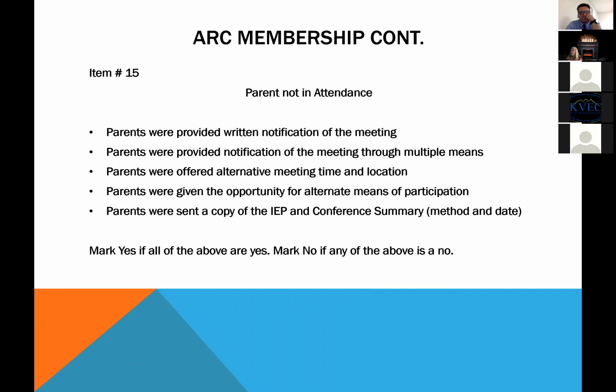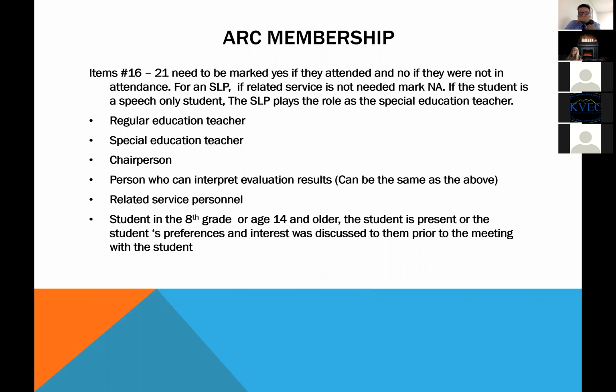Parents were sent a copy of the IEP and conference summary. That means you have to have the date that you sent that to them and the method that it was sent to them. So you mark yes if all of the above are yeses, and you would mark no if one of them is a no. So if you only have one written notification in there and there's no other method of notification, then I have to mark that no, because number one, remember, we have to have more than one. Some districts say 2, some say 3.